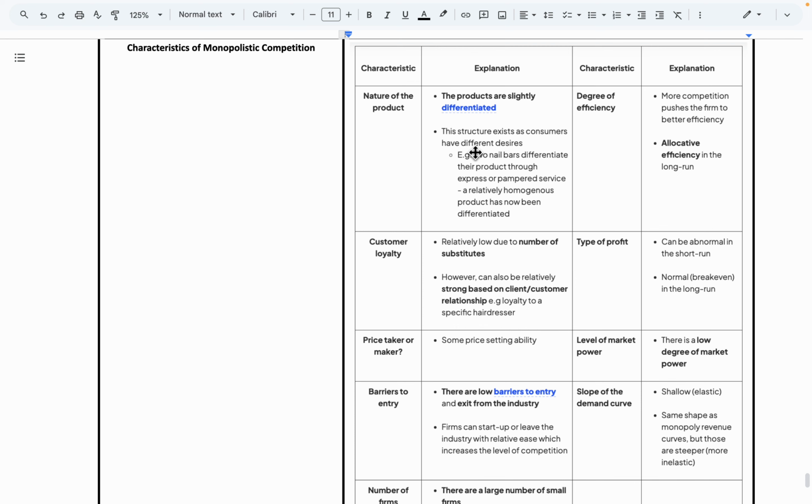Okay, now let's look at the characteristics of monopolistic competition. The nature of the product is slightly differentiated. It's not completely, but it's slightly. As for the degree of efficiency, it can be allocatively efficient in the long run, and more competition pushes the firm to better efficiency. So that's a good thing. Customer loyalty is kind of low because there are a lot of substitutes. As for the type of profit, they can make abnormal profits, but in the long run it would be normal because of the break-even price.